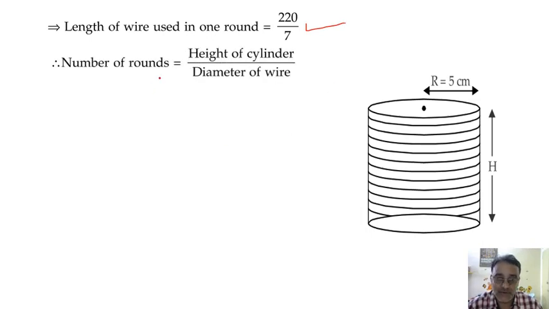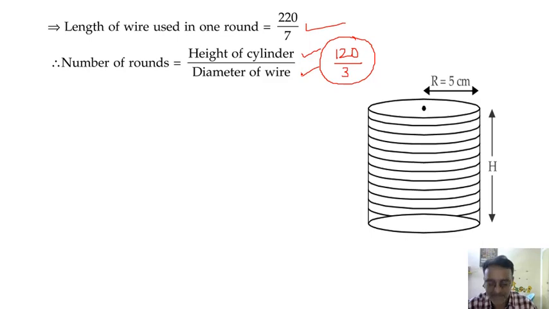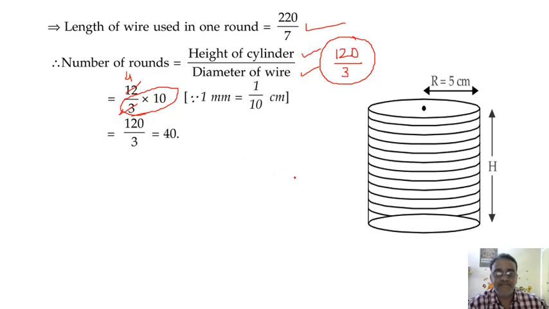Now the number of rounds is equal to height of cylinder divided by diameter. Height of cylinder is 120 millimeter and the diameter is 3 millimeter. We can use the unit directly in millimeter, but we already converted into centimeter. So 12 divided by 3/10, that becomes 10/3 times 12. Cancel this and we'll get 40 rounds. Any doubt here? Number of rounds? No, sir. Okay.